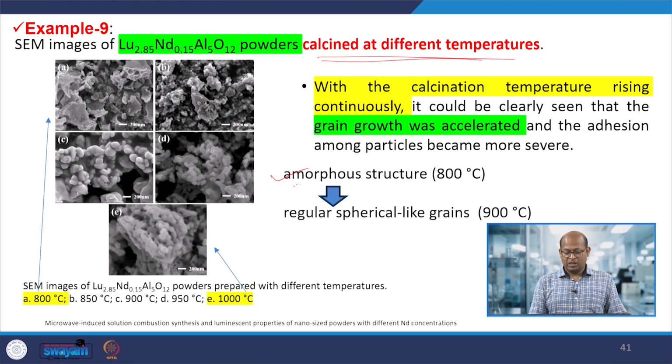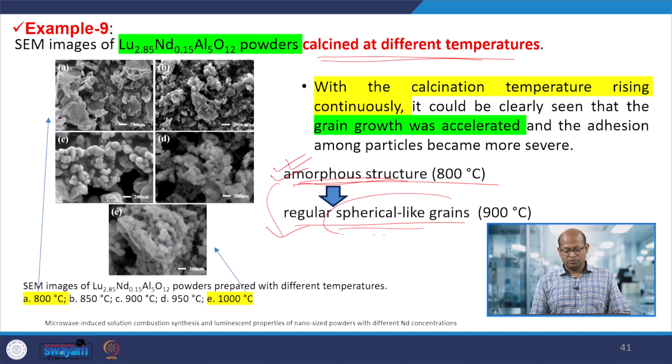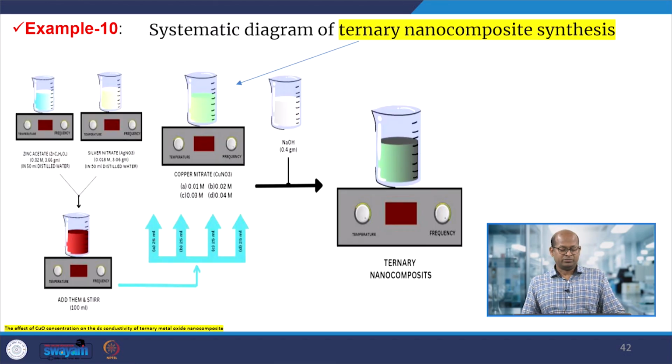If a material is prepared at a lower temperature, say 800 degrees centigrade, it may maintain an amorphous structure, and at higher temperatures it would form regular spherical particles, and at even higher temperature it would agglomerate. As a result, some properties of these materials will change.